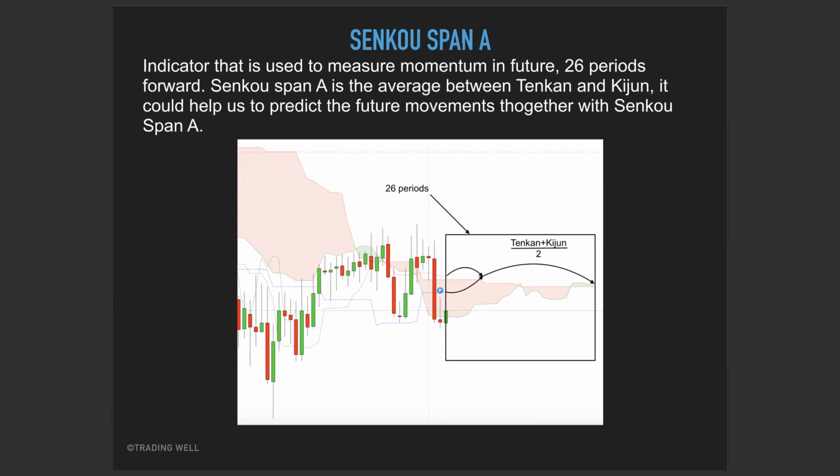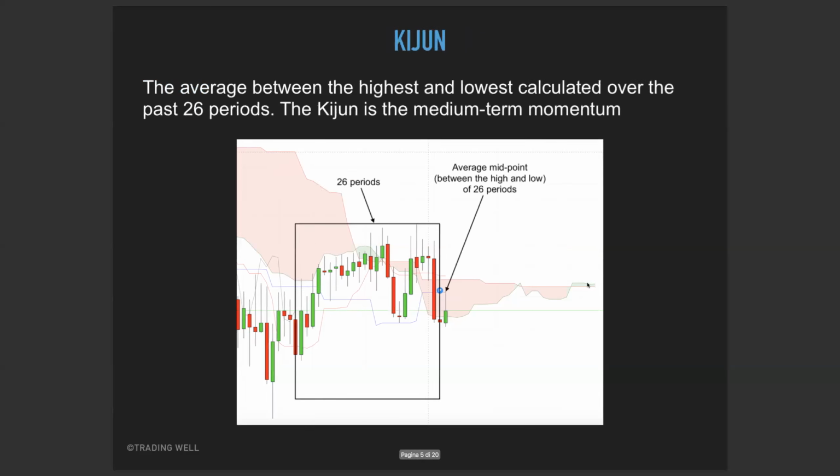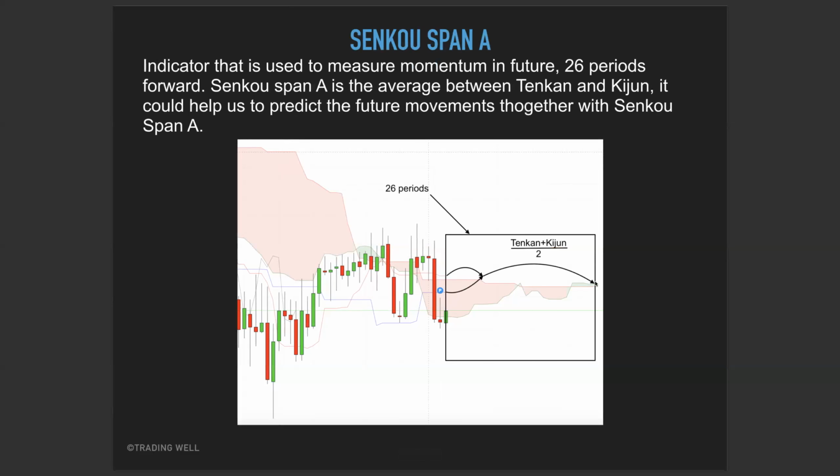The Senkou span A is an indicator that is used to measure momentum in the future, 26 periods forward. Senkou span A is the average between Tenkan and Kijun. It could help us to predict the future movements together with Senkou span B. So here, the average point creates the Senkou span 26 periods forward.